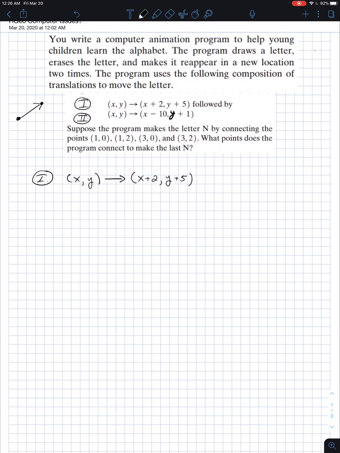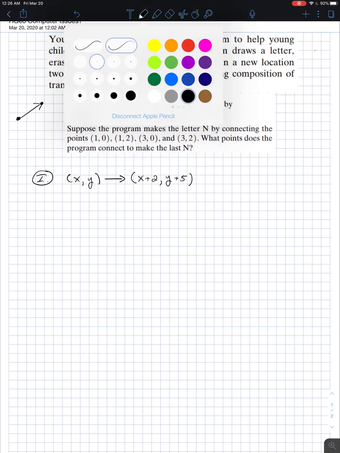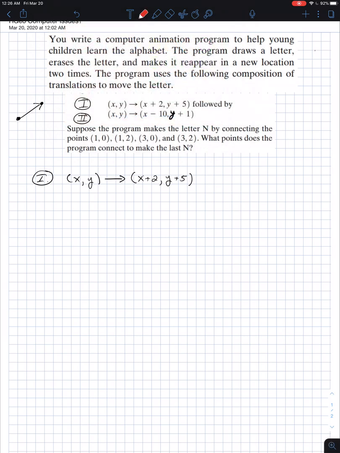So let's take our points here, and we'll start with red. How about I label this one A, and here's A. A says that I start with 1, 0. So the translation of that would be 1 plus 2, 0 plus 5. And that leaves us with a coordinate point that's been translated to 3, 5. So basically, this is the pre-image, and this is the image.